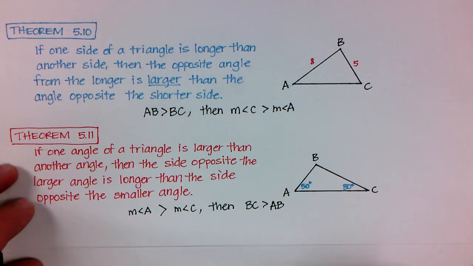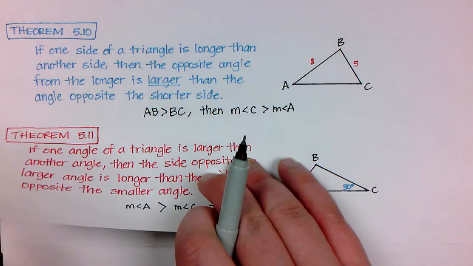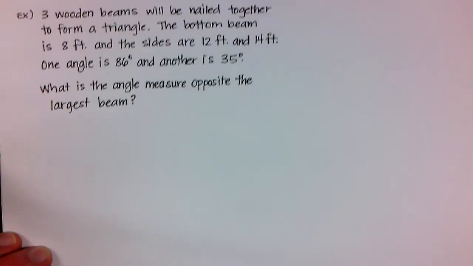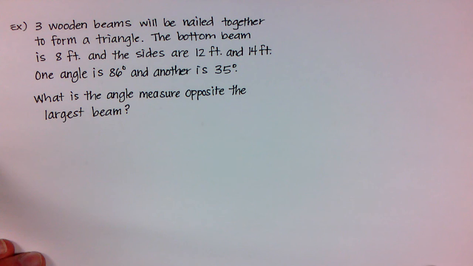Okay, so let's go ahead and do an example based on this. We're given a word problem, and we're told that 3 wooden beams will be nailed together to form a triangle. I'm not sure what it's for, but that's our scenario. And the bottom beam is 8 feet, and the sides are 12 feet and 14 feet. One of the angles inside the triangle is 86 degrees, and another is 35 degrees. So in the end, we're asked, what is the angle measure opposite the largest beam?